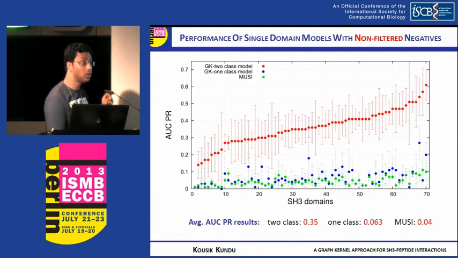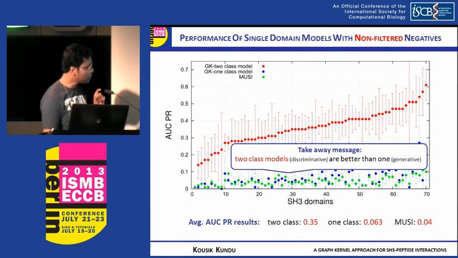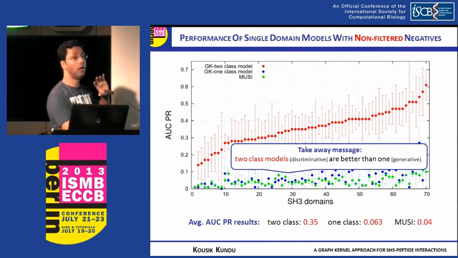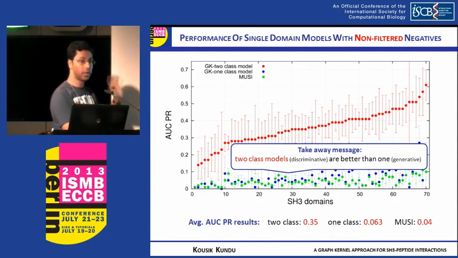And the MUSI is also based on the PWM approach, so that means it is based on only the positive class. Here you can see our graph kernel approach with one class and the MUSI perform similarly, because they are one-class models. So the takeaway message is the two-class model, or discriminative model, is better than the generative one, even though our negative is affected by the false negative.